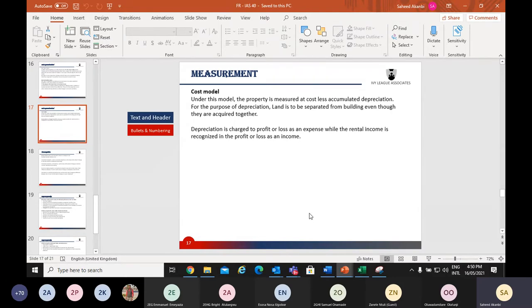of the property. Not saying, I have 5 investment properties, 3 are in Lagos, the remaining 2 are outside Lagos. But those 3 in Lagos, the market value has increased drastically, and so we only fair value those in Lagos, and now we abandon those not in Lagos. The standard does not permit that. You don't do selective fair value measurement. When you want to use the fair value model, you must use fair value for the entire class.